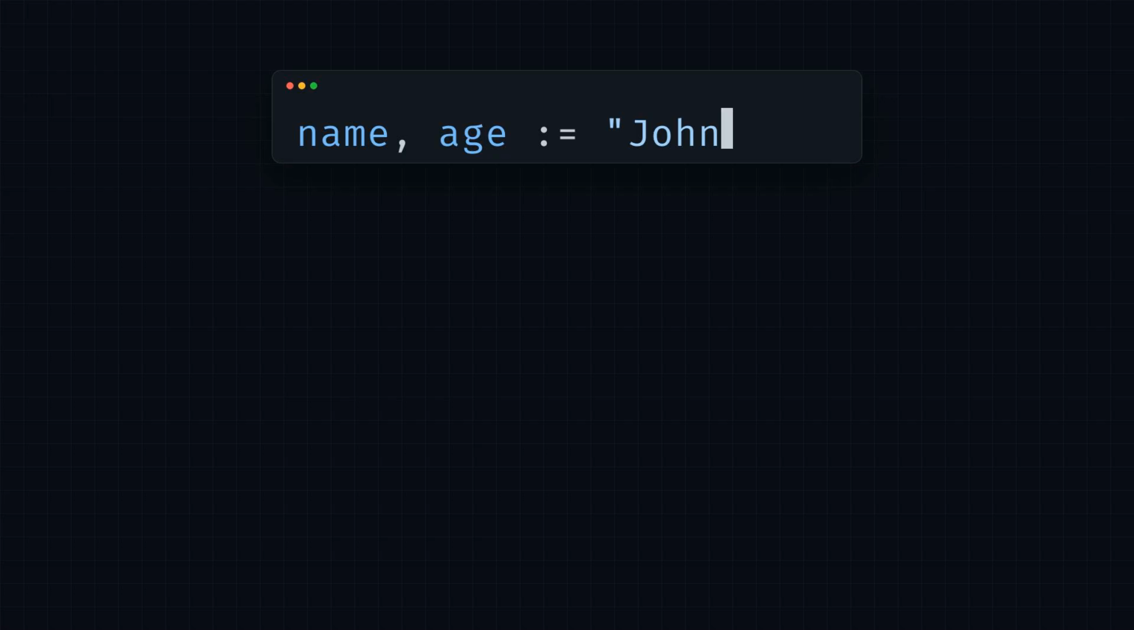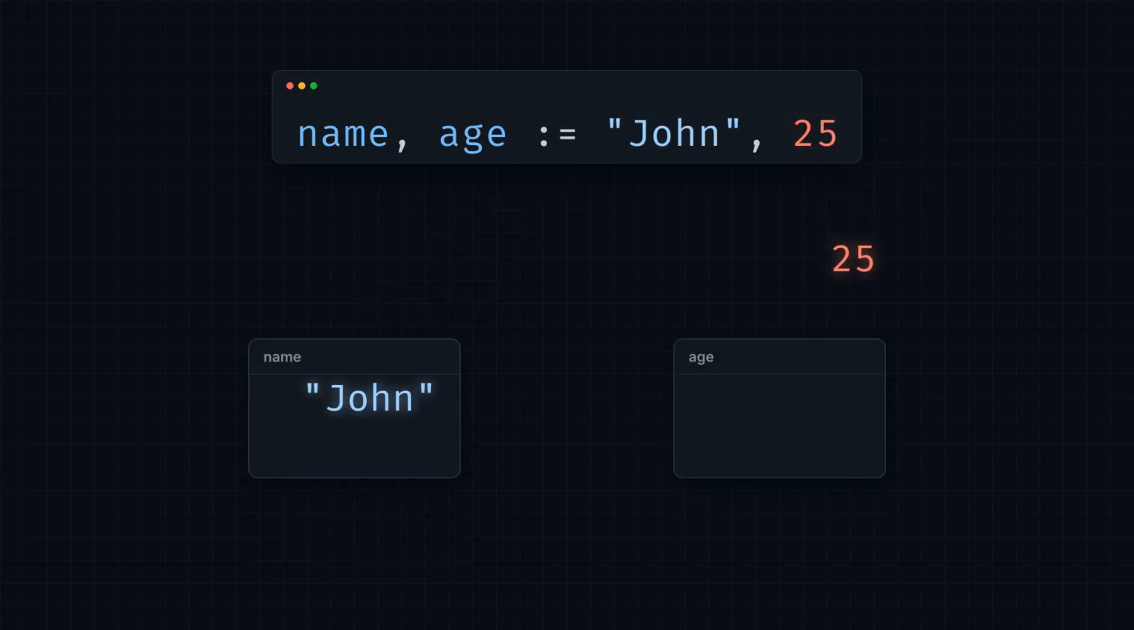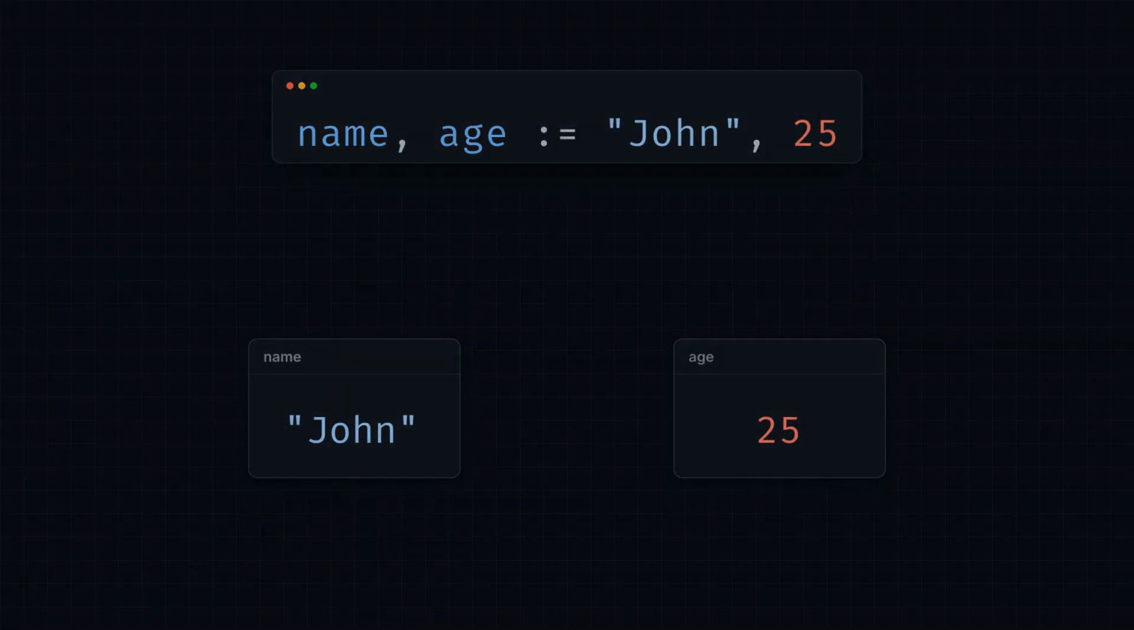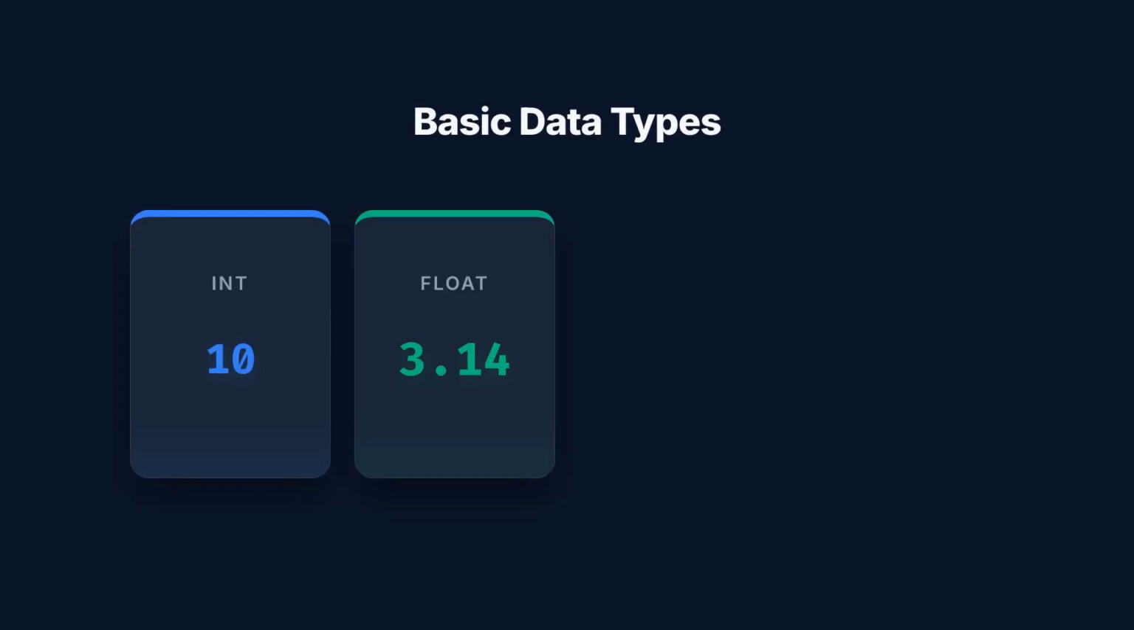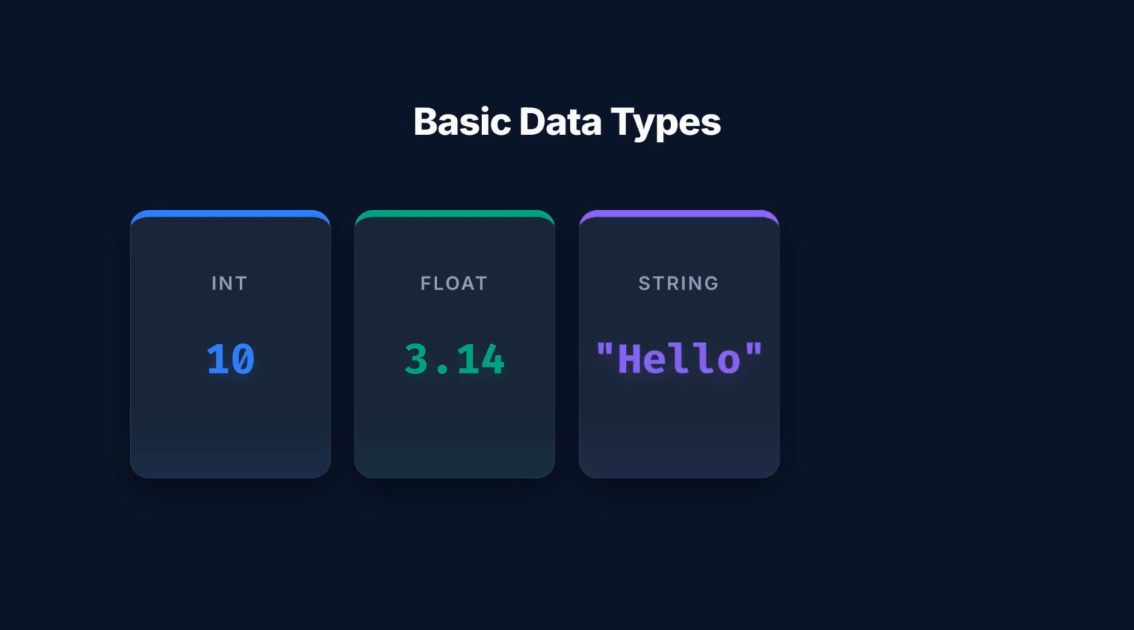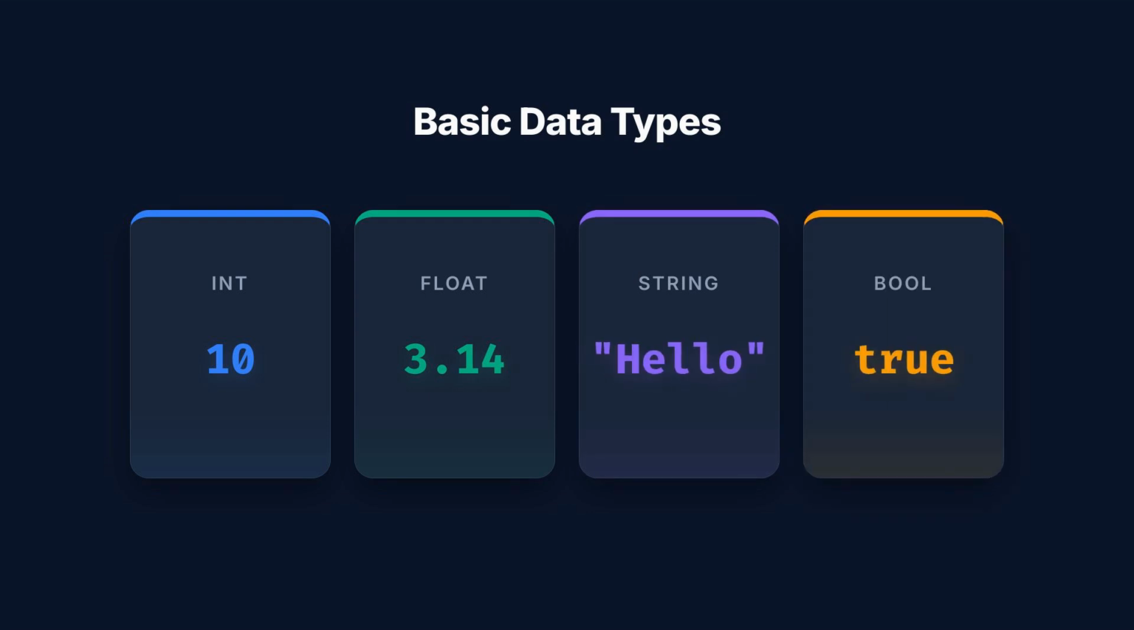You can also declare multiple variables at once. This is useful when working with related data and keeps your code concise. Go has a few basic data types: integers for whole numbers, floats for decimals, strings for text, and booleans for true or false values. These are the building blocks of most programs.